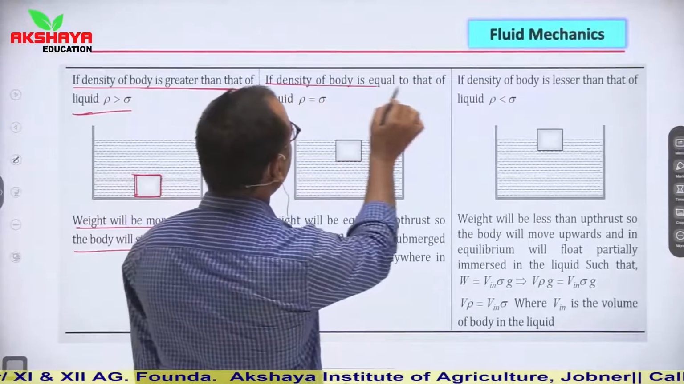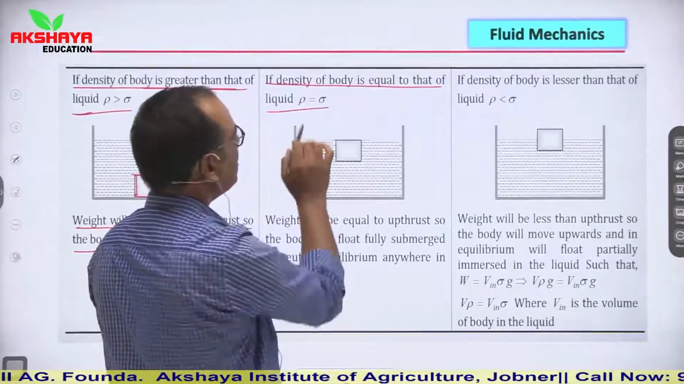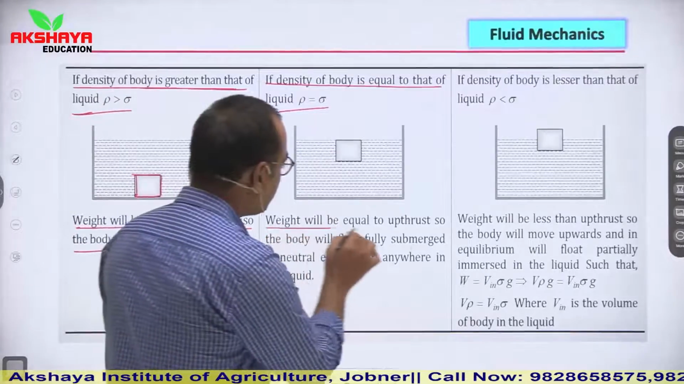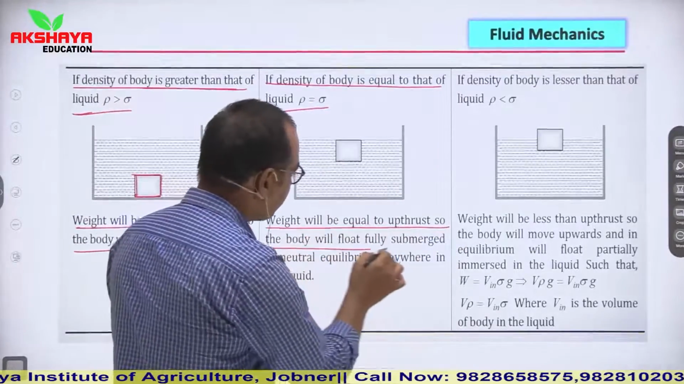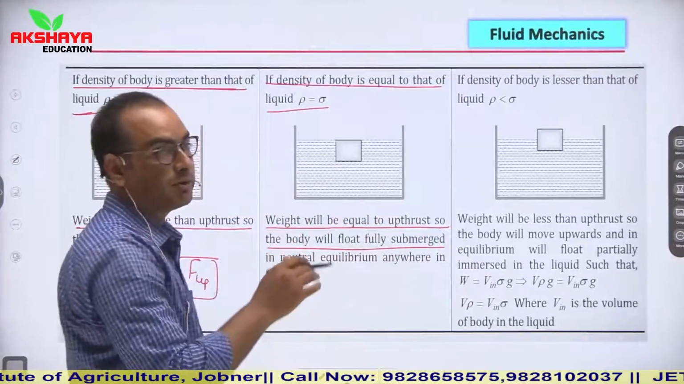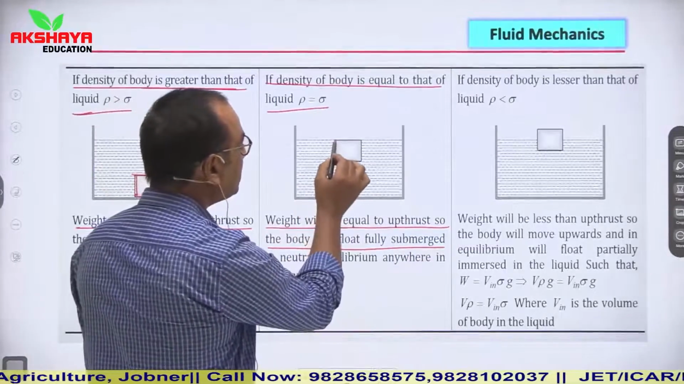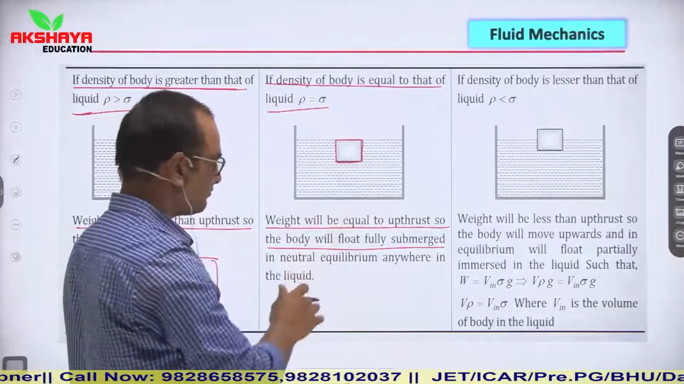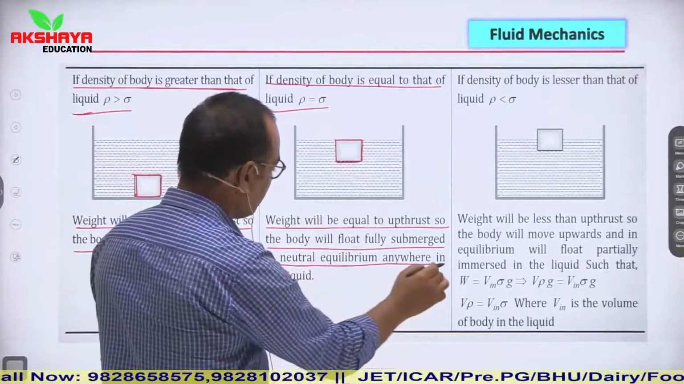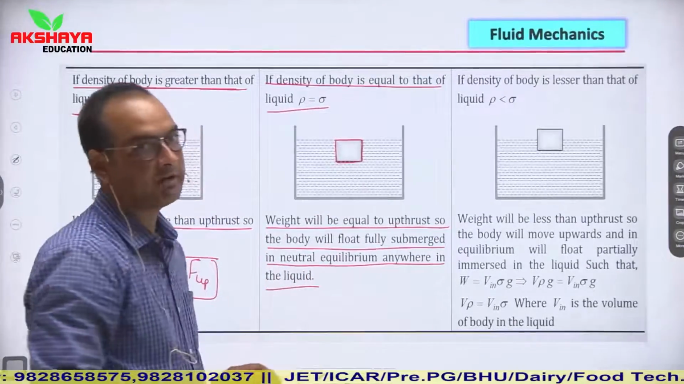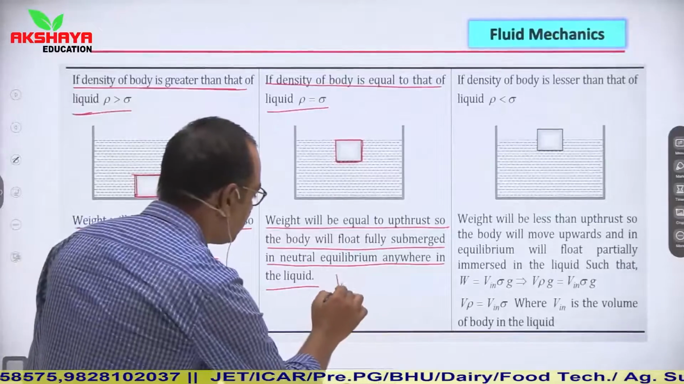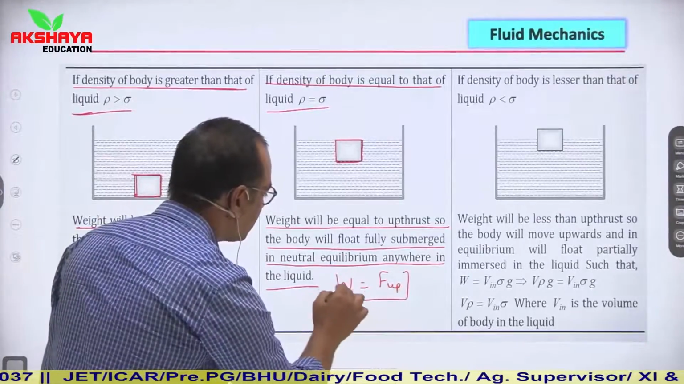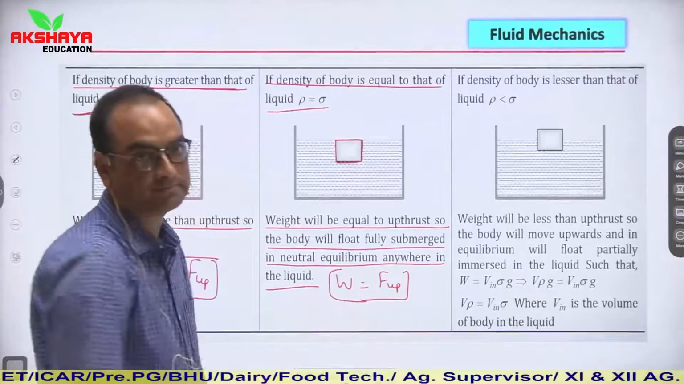If the density of the body is equal to the density of the liquid, then in this condition the weight will be equal to the upthrust, so the body will float fully submerged. The body will be completely inside the liquid and then it will float in neutral equilibrium anywhere in the liquid. So in this condition, weight is equal to the upthrust force, so the body will float in the liquid by fully submerging.